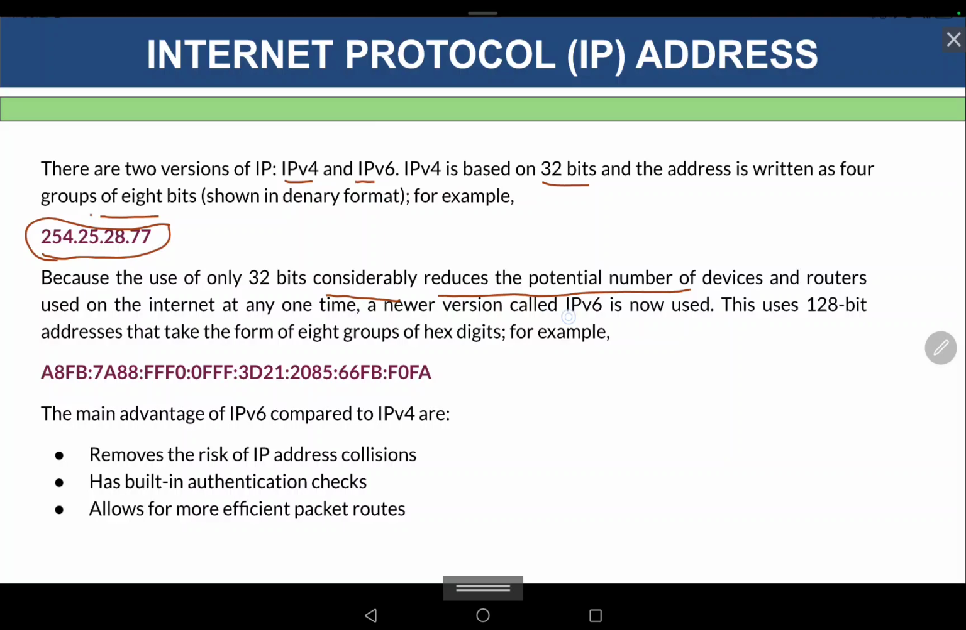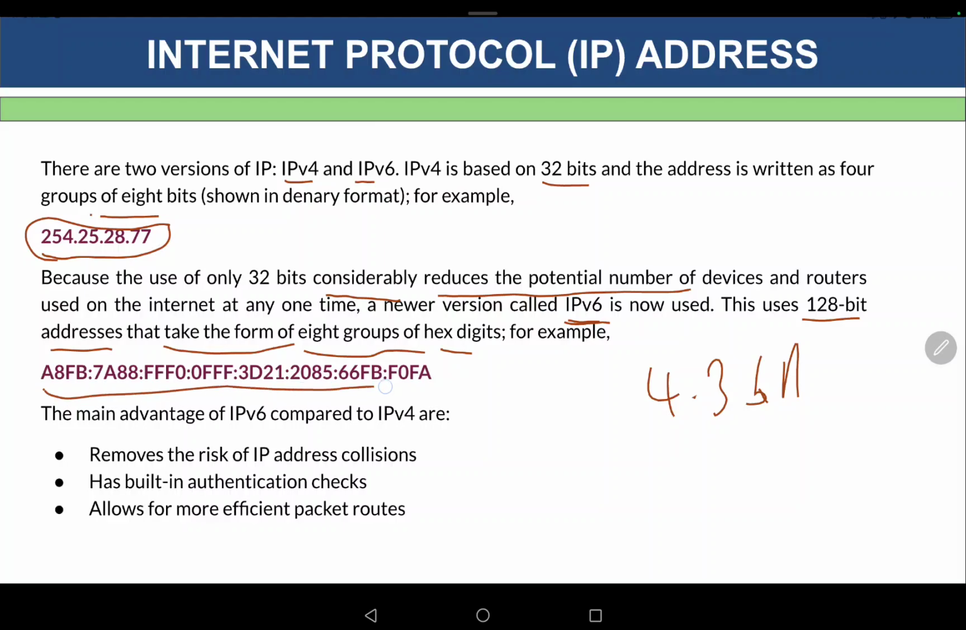Then a newer version called IPv6 is now being used. So what does that mean? 32 bits can only give us about, let's say, 4.3 billion unique addresses, and we have outgrown that. So in order to be able to have more than these 4.3 billion unique addresses, IPv6 is now being used. So IPv6 uses 128-bit addresses that take the form of 8 groups of hexadecimal digits.